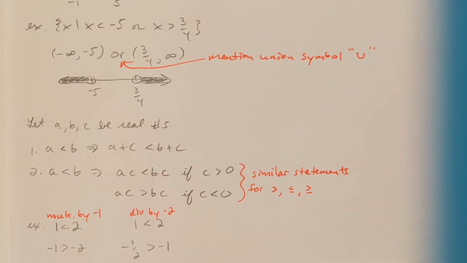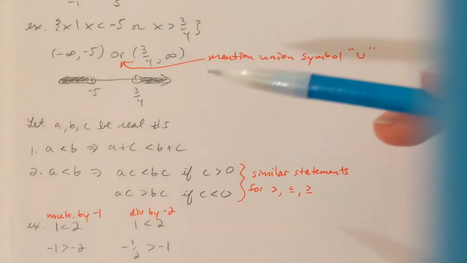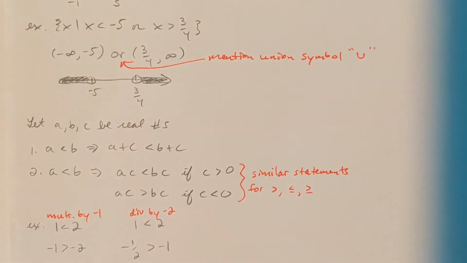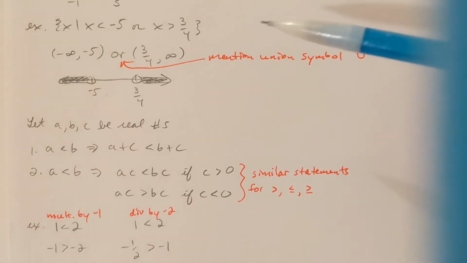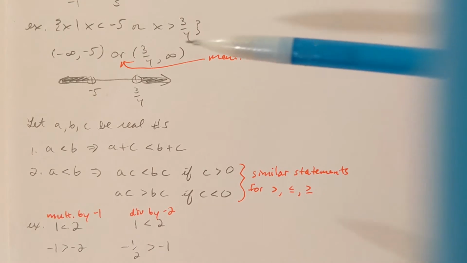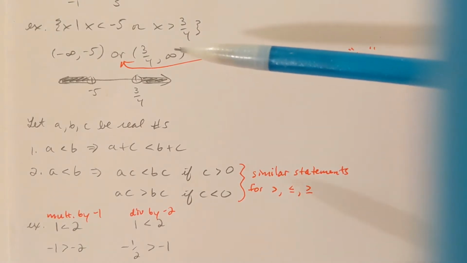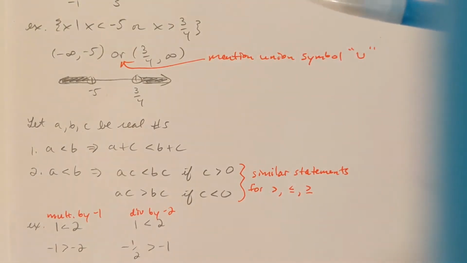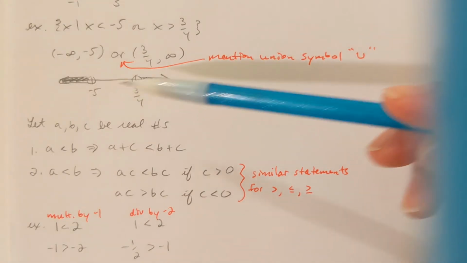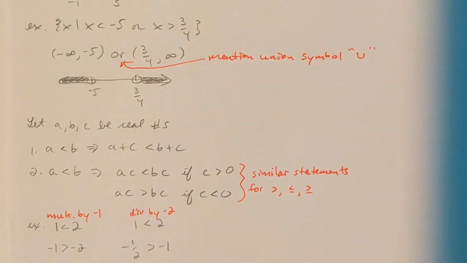Some books use the union sign. I believe this one does. Instead of writing the word or, I like the word or. Or is only 2 letters. And so I use the word or instead of the union sign. It means the union sign, so there's no problem there. I'd want a parentheses by negative 5 and 3/4 since I'm not including those numbers. And since I'm not including those numbers, I'd want an open circle at negative 5 and at 3/4.